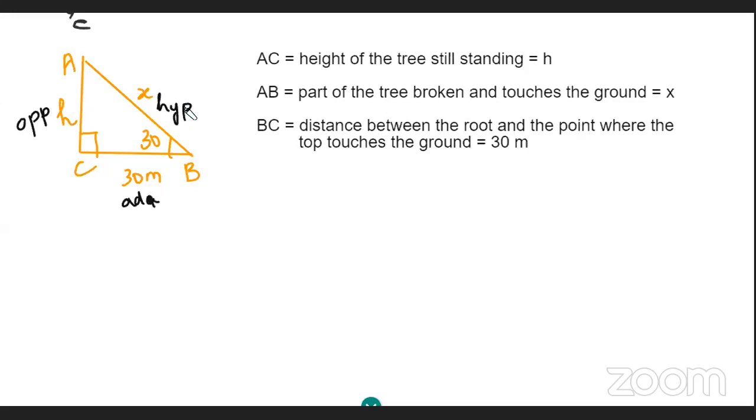Now we'll find H first. That means I'm taking tan 30. Which side should come first as the numerator? AC upon what should I put? BC, which is adjacent, right? What is tan 30?